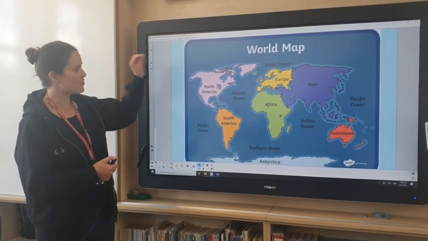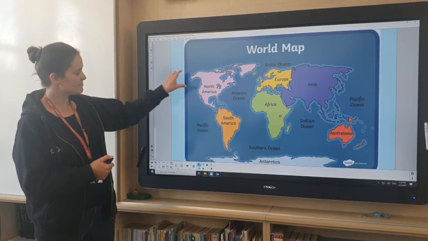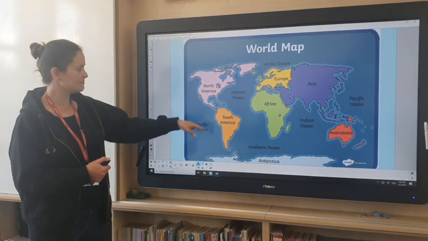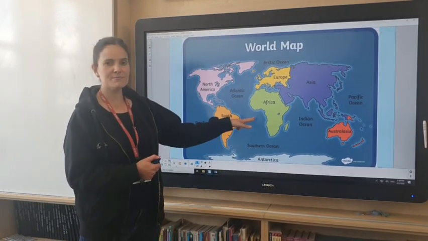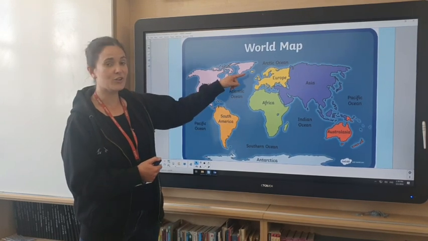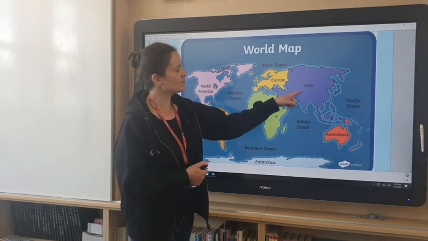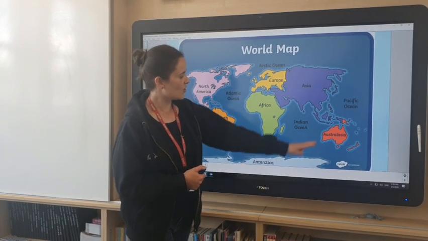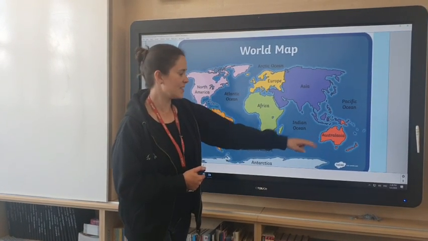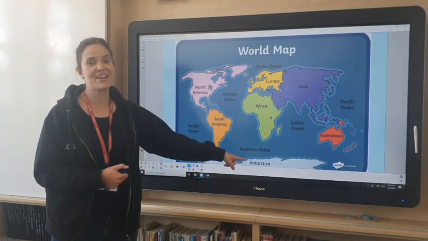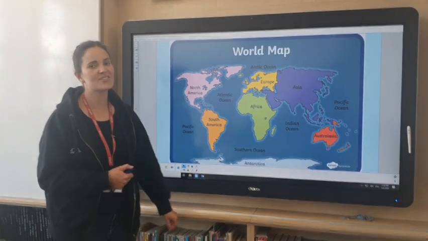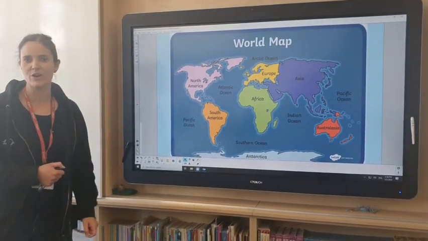So we have North America and South America, Africa and Europe, which is where we currently are in the UK, Asia, Australasia, and at the bottom here we have Antarctica. So those are the 7 continents in the world.